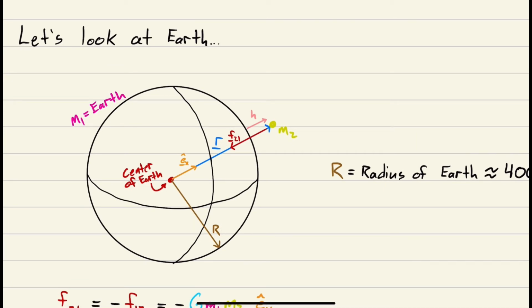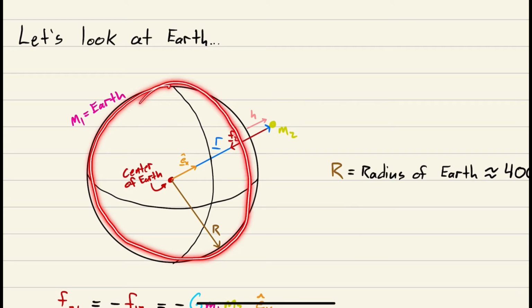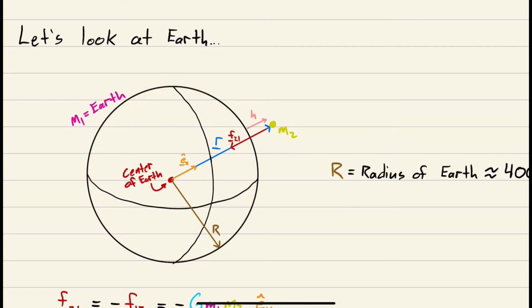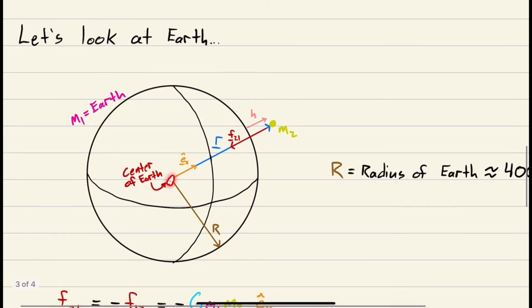So this is the same thing we had up above, this M1, M2 body diagram, right? M1 in this case is the Earth. That's what that sphere is. That is the Earth. Here's the center of the Earth, that red dot. We have this body, M2. It doesn't matter what it is. And it's at an altitude of h above the surface of the Earth.